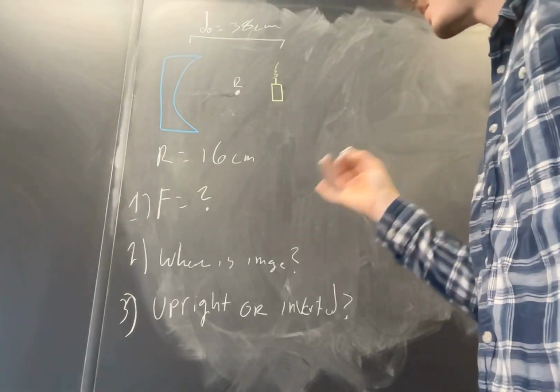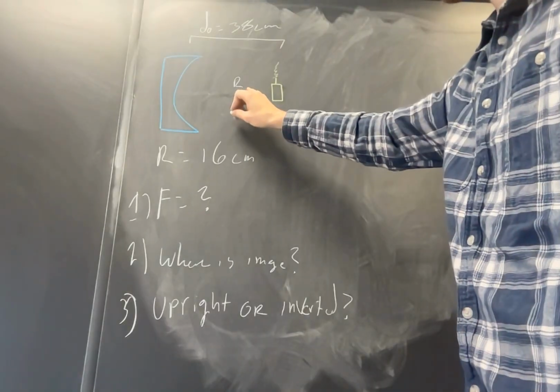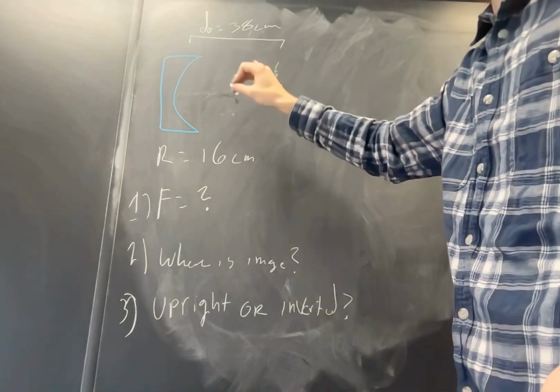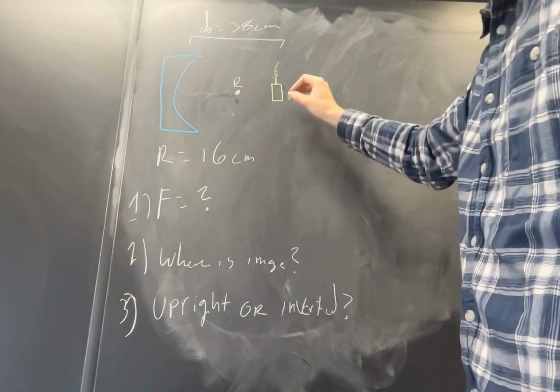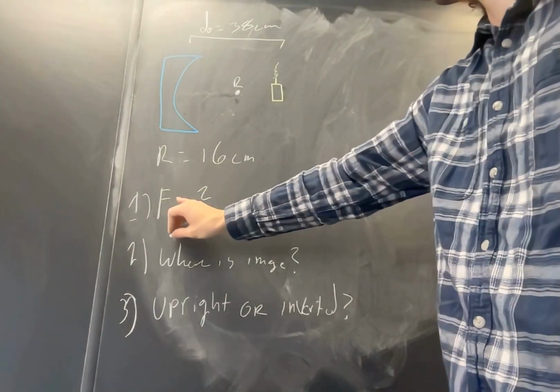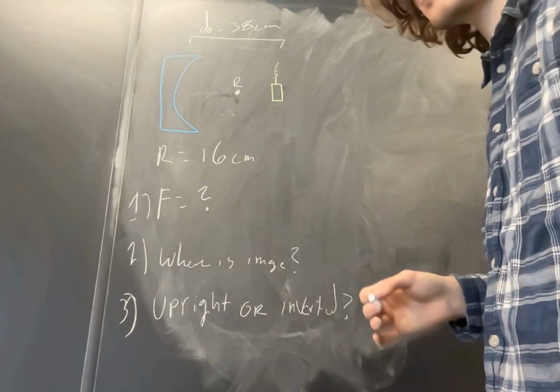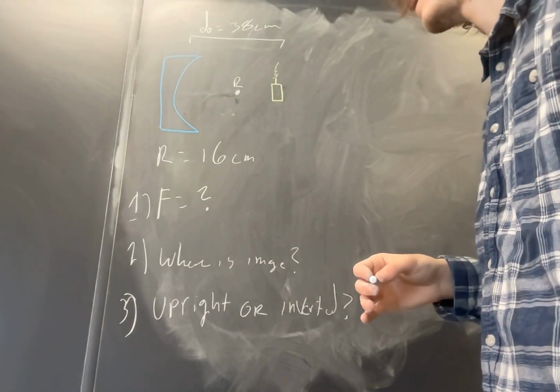Alrighty guys, kind of a big problem here. We have a concave mirror. We have some distance or radius of curvature, which is 16 centimeters. We have a candle that's 38 centimeters away. We are basically asked, okay, what is the focus point of all the rays? So where are all the rays focusing to or passing through when they're being reflected?